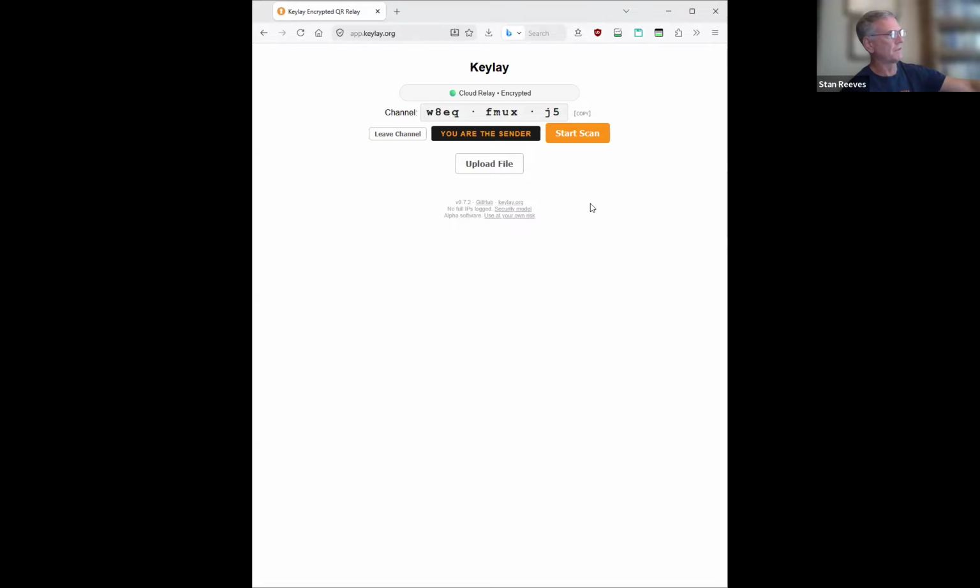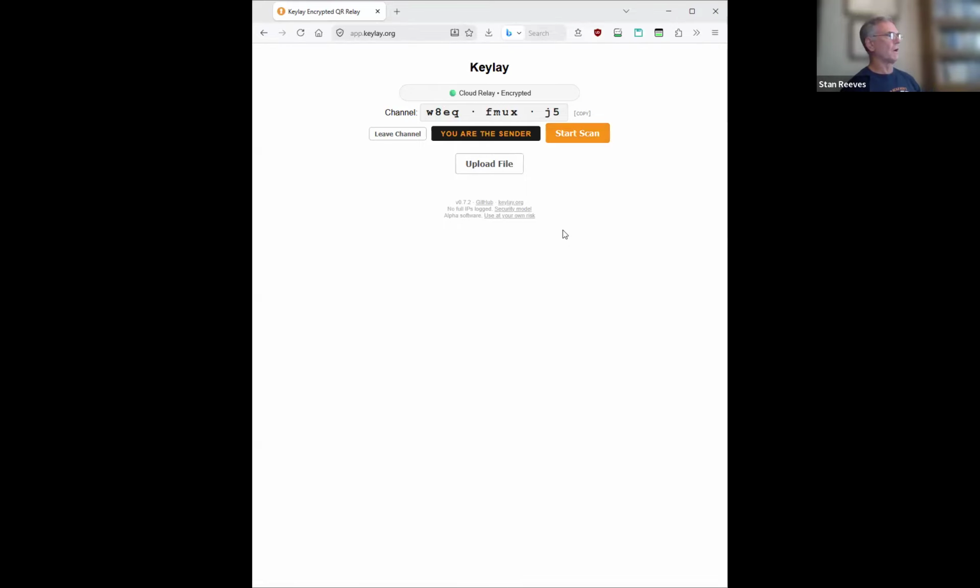The other side says you are a receiver, and I'll just show you what that looks like because you need to go both ways with it, but one at a time. So the receiver can claim the sender role, and when they claim the sender role, it automatically shifts the other party to the receiver role. So now you can see what it looks like when you're a receiver. And if you need to send something back the other way, you claim the sender role again.